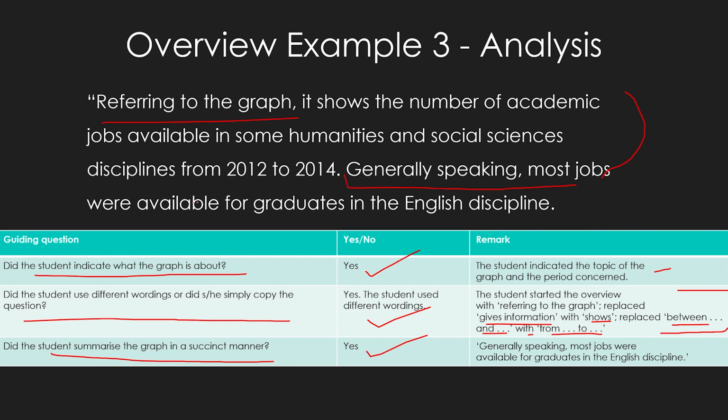Generally speaking, most jobs were available for graduates in the English discipline. They covered it. Isn't that great? That's what you need to do with your answers. You need to make sure that you talk about what the graph is about. You use different wordings and you summarize everything. You have to do this in the overview. This is what a good overview looks like.